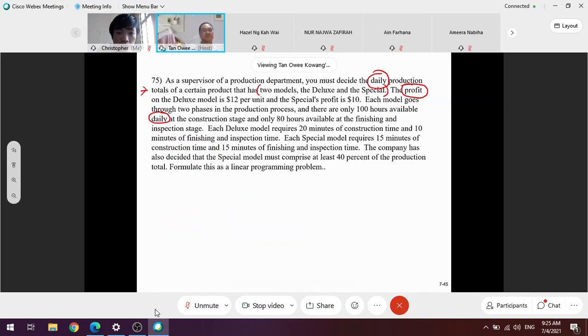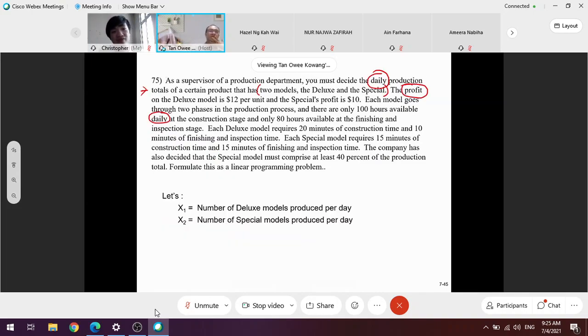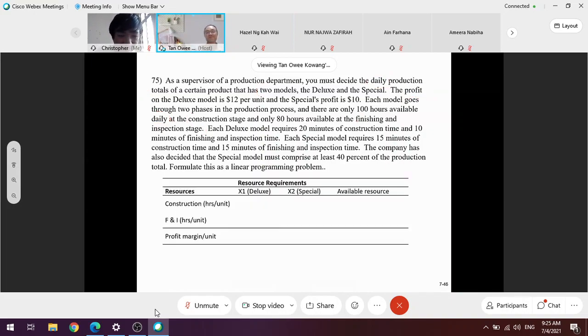Okay, so back to this one. If we talk about capacity constraints, how many capacity constraints? Two. What are the capacity constraints? One is the construction stage constraint, and the other is the finishing and inspection stage constraint. I follow Hazel. If it is wrong, it is not my fault, it is Hazel's fault. No, don't worry. I put in this one because Hazel said there are two constraints, so I followed Hazel. And Hazel also told me that the objective is maximization.